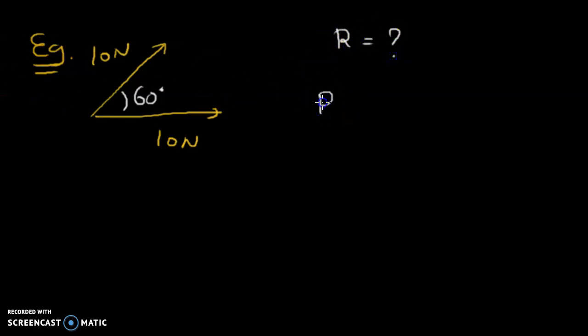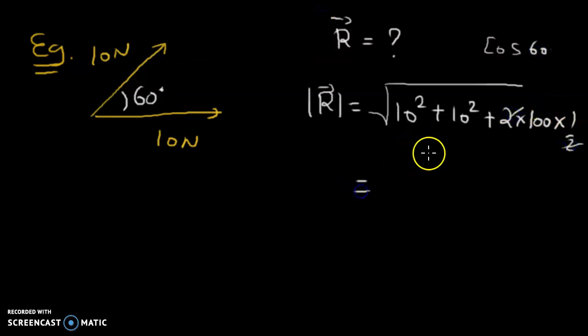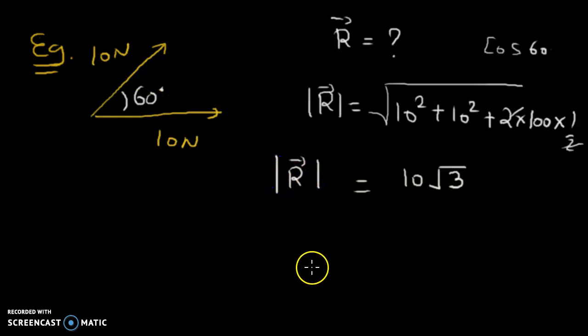If I need to find the magnitude of the resultant vector, the magnitude would be root of 10 square plus 10 square plus 2 into 10 into 10, that is 100, cos 60. Cos 60 is half, so it would be 100 plus 100 plus 100, so root 300, which is 10 root 3. That would be the magnitude of the resultant vector.